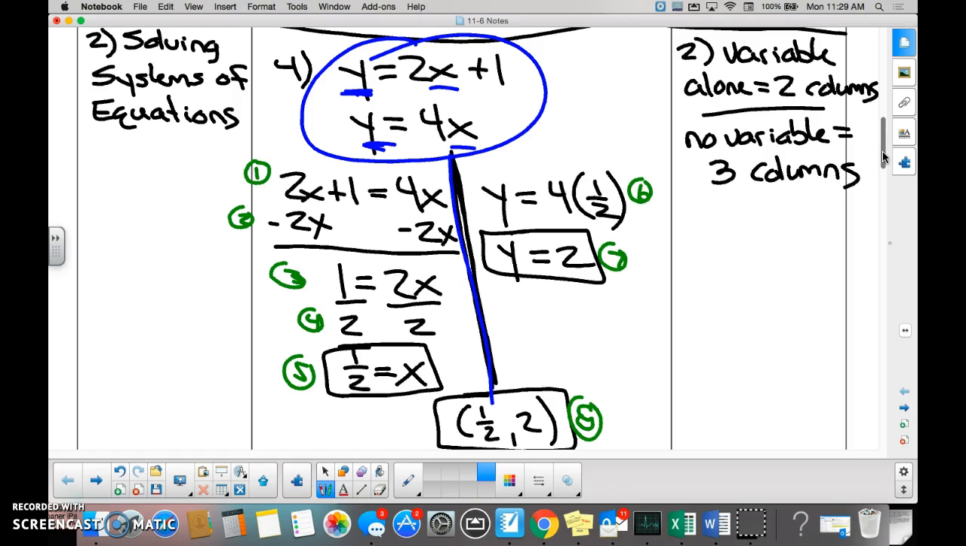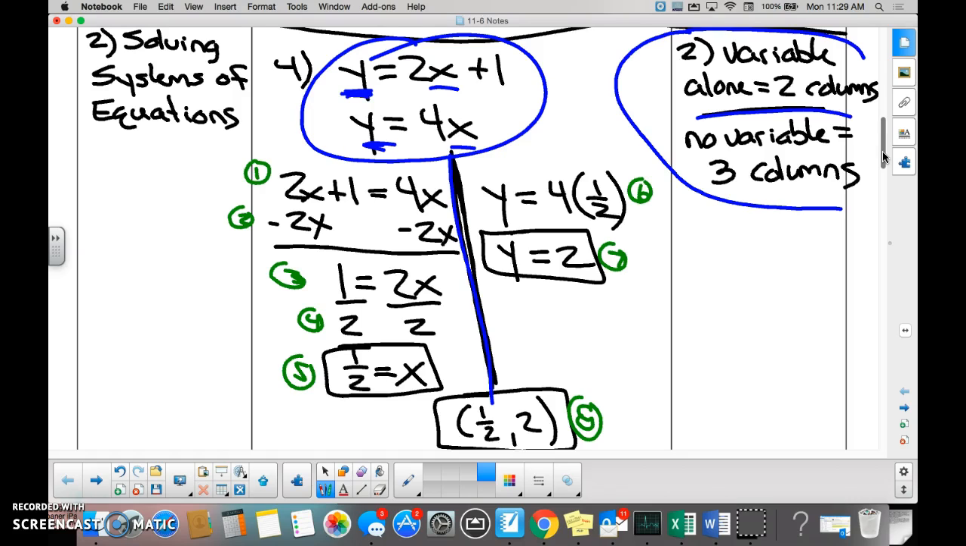Over here in your cheat sheet, it says if you have a variable alone in either of the two equations, you are only going to need two columns. If you don't have a variable alone, you're going to see one of those in a second, you must create three columns.